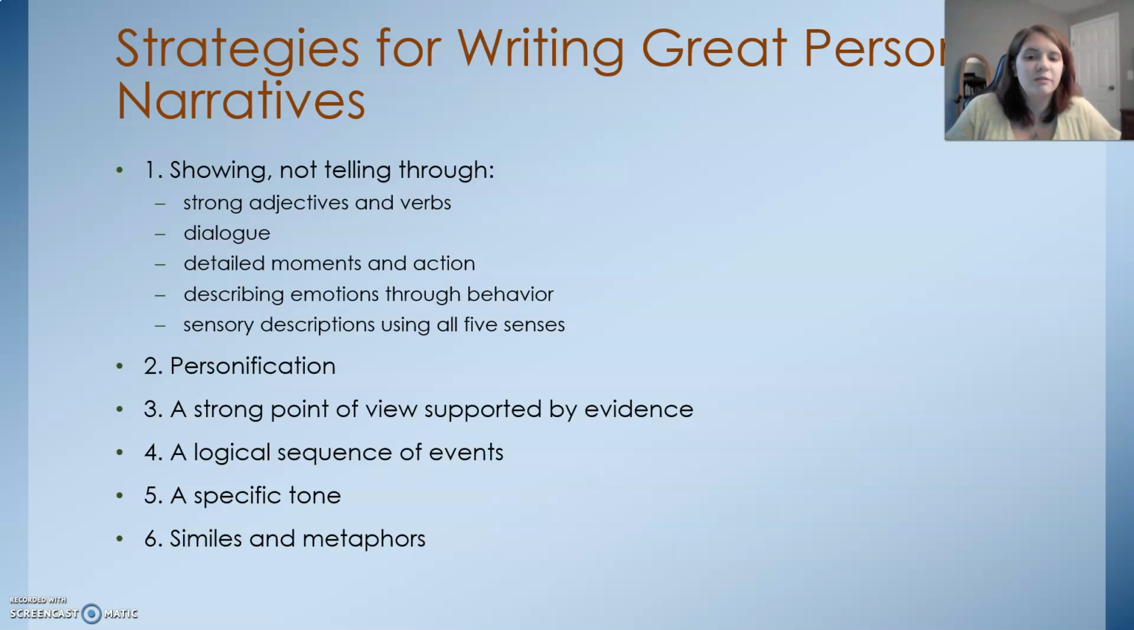Number 4, a logical sequence of events. We didn't hit on that too much, but I want to review what that means. It's really important that when you're writing your narrative, it goes in a specific order. Your sentences make sense. So I'm going to give you an example. Sally went to the mall. She got in the car on the way home and listened to her favorite song. She picked out a necklace. If you notice in my sentences, they don't really make sense because they don't go in a specific order of the events that took place. So it's really important when you're writing your personal narratives that you keep that order and keep that sequence.